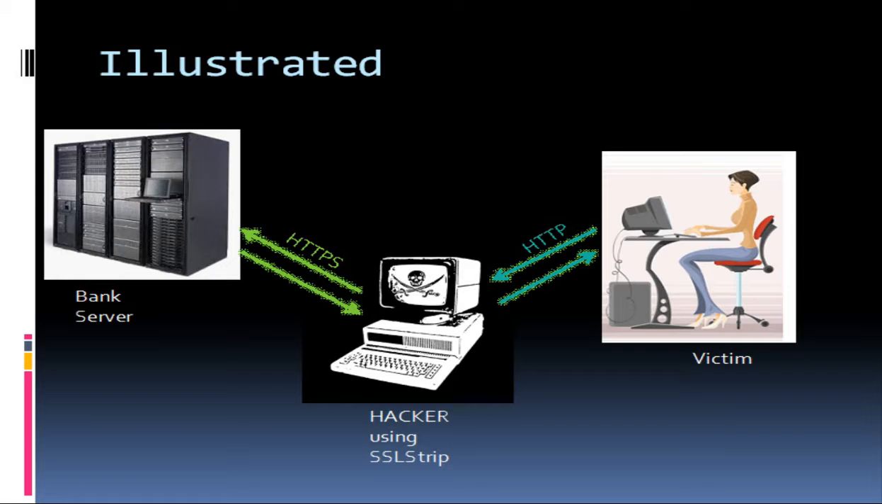Now, here's basically what it looks like. You can see on the right here the victim establishes, or thinks they're establishing, an SSL session with the bank server. In actuality, they're establishing an HTTP session with SSL strip. SSL strip now forges a fake certificate based on what it proxied and got from the bank. Alright? After it forges that fake certificate, it now sends that certificate to the victim. The victim knows no better because the certificate looks valid.